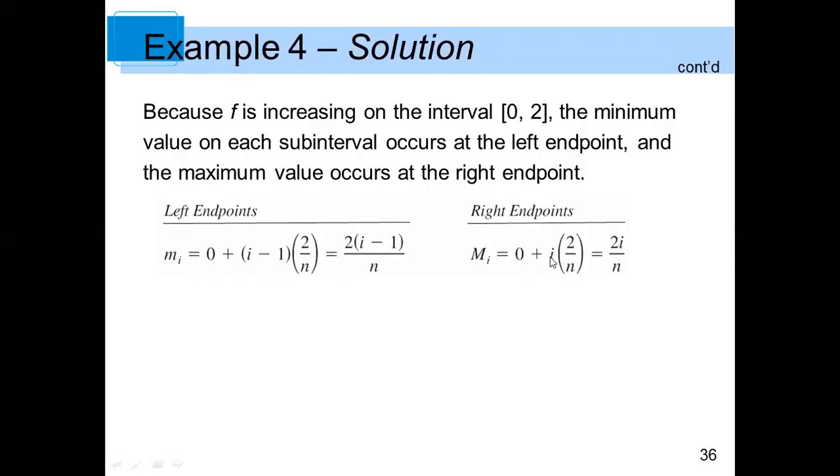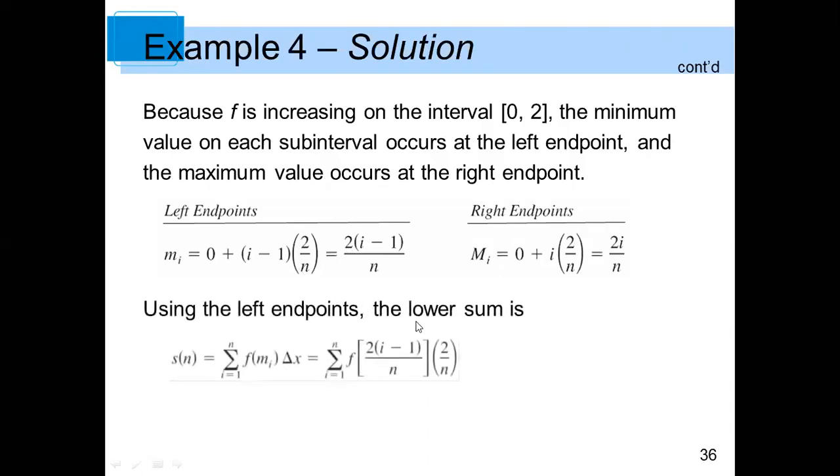Then you do plus I times whatever your delta x is. If you're doing left endpoints, same thing, except instead of multiplying by I, you multiply by I minus 1, which shifts you over to the left endpoint. Okay? Using the left endpoints, the lower sum is the sum of f of mi delta x, which is f of this right here, times delta x, which we figured out was 2 over n.